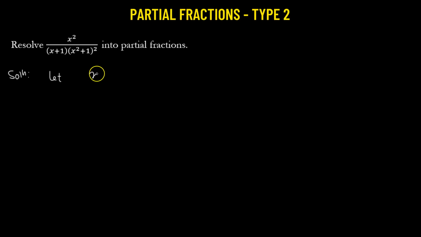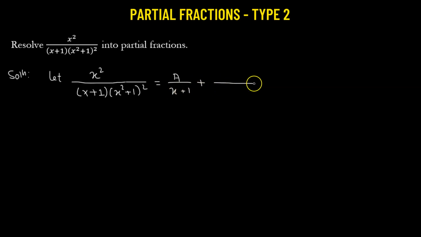So we are going to represent the given rational fraction x squared divided by (x plus 1) multiplied by (x squared plus 1) whole squared as three partial fractions. The first one is A over x plus 1. The second partial fraction, we'll come to the numerator in a moment, has x squared plus 1. Now x squared plus 1 is a quadratic factor, so that means the numerator is going to be of the form bx plus c.